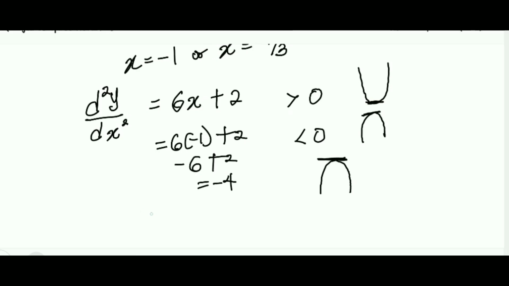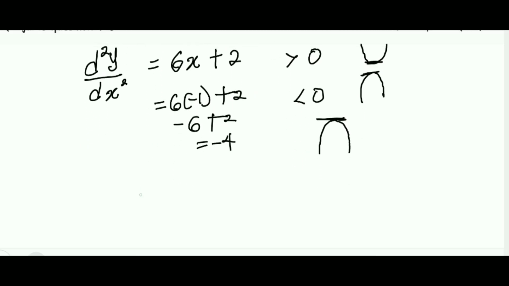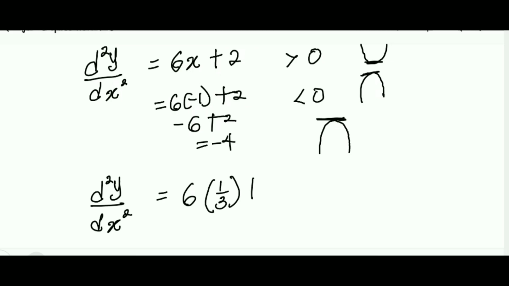Let's substitute the value of x again here. Put x as 1 over 3. I'm substituting in my second derivative, 6 times 1 over 3, then plus 2. So 6 over 3 is 2, plus 2, and this is 4. This is a value that is greater than 0, and that tells us that the curve will look like this. And if your curve is like this, then you're talking about a minimum value. So the value of x at the minimum would be 1 over 3.